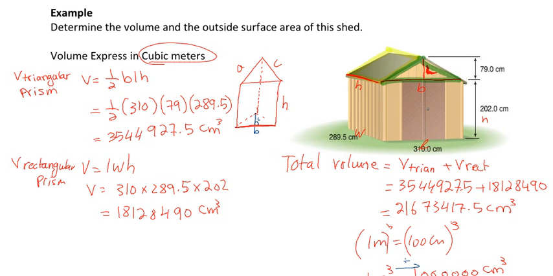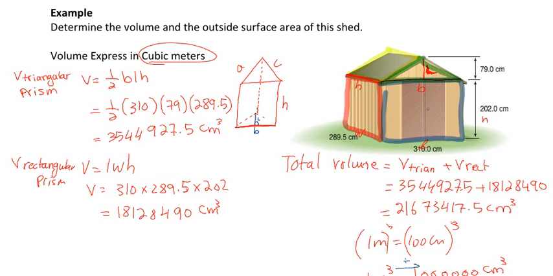Now, for the box right here, how many do I have? 4 rectangles. That's right. If you look right here, I have 1 on this side and 1 on the other side, so that's 2. And I have front and back, so that's 2.